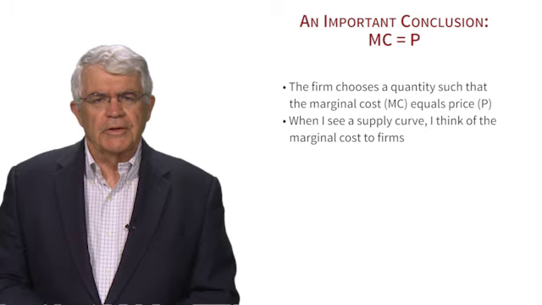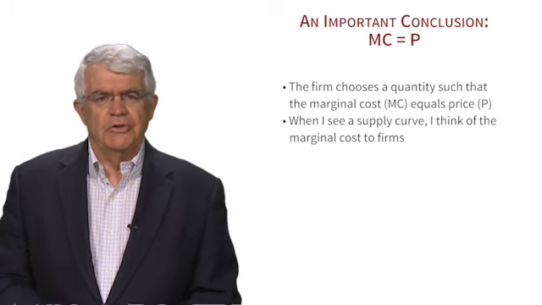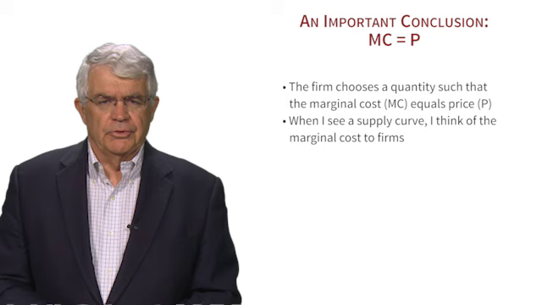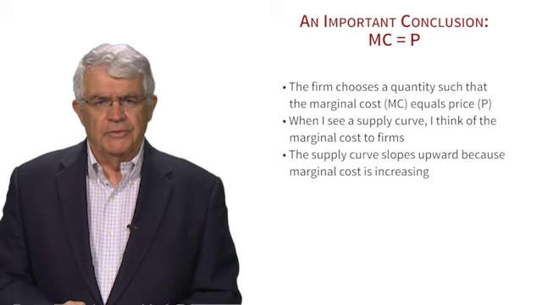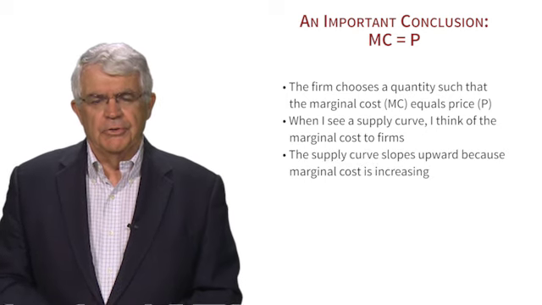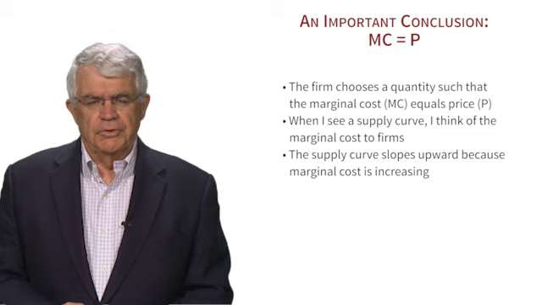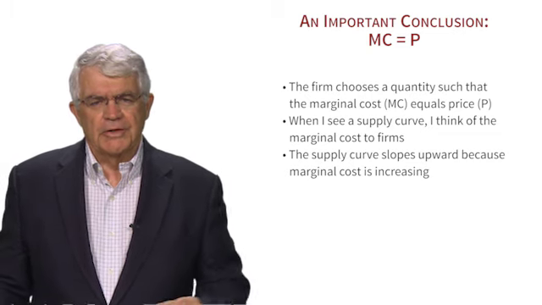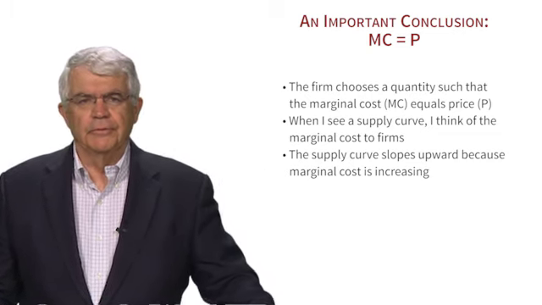Not the usual way you might think of it, but it's marginal cost, and the supply curve slopes upward because of the marginal cost. The exact reason why supply curves slope upward is because marginal costs are increasing. And marginal cost increasing is a very important aspect of the supply curve.